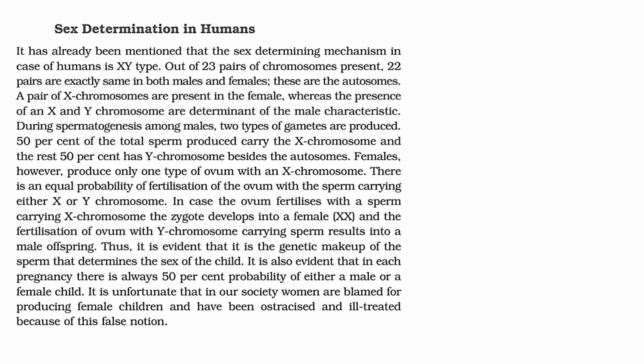Now let's see sex determination in humans. We already know that sex determination in humans is of the XY type. Out of 23 pairs of chromosomes present, 22 pairs are exactly the same in both males and females. And these chromosomes are known as autosomes. The remaining one pair out of 23 pairs of chromosomes are the sex chromosomes. In humans, females have two X chromosomes as sex chromosomes, while males have a pair having one X and one Y chromosome. During development of sperms in males, two types of gametes are produced.